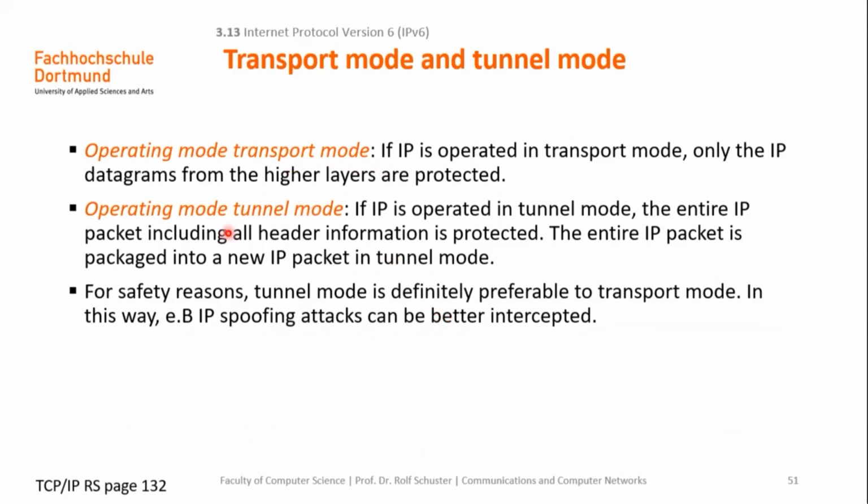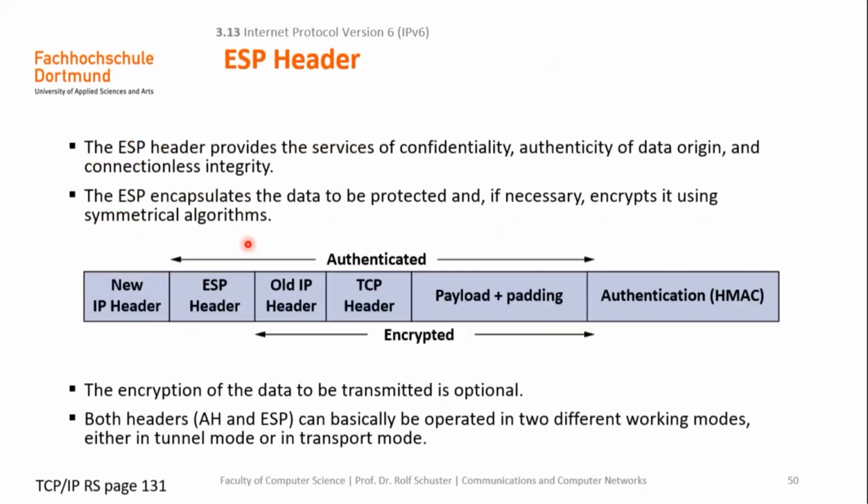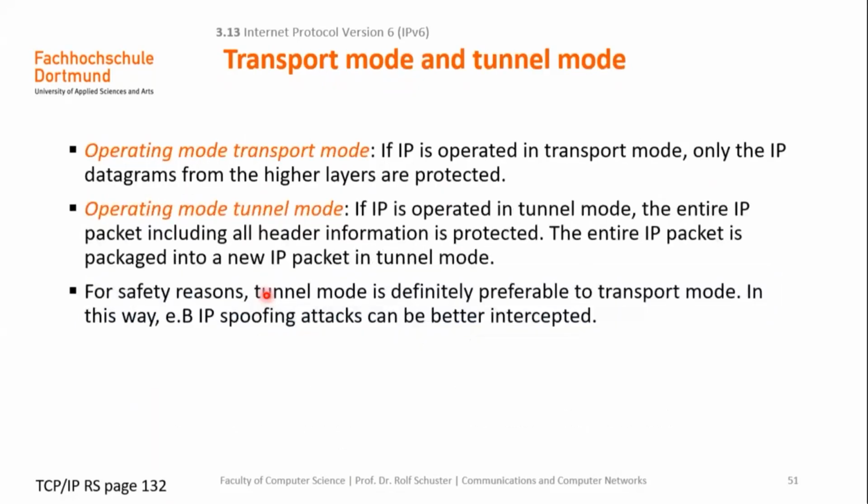Instead of that, the operating mode, tunnel mode: if IP is operating in tunnel mode, the entire IP packet, including all header information, is protected. The entire IP packet is packaged into a new IP packet in tunnel mode. That is what we see typically in this illustration. For safety reasons, tunnel mode is definitely preferable to transport mode. In this way, for example, IP spoofing attacks can be better intercepted.